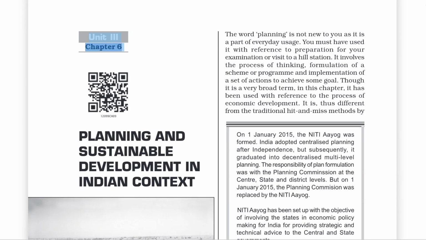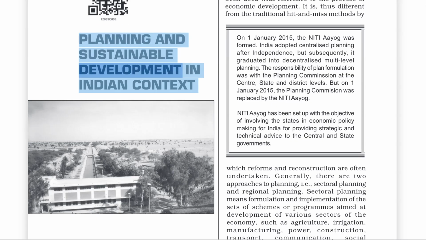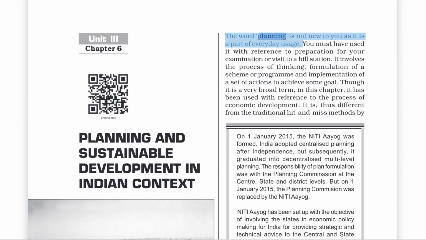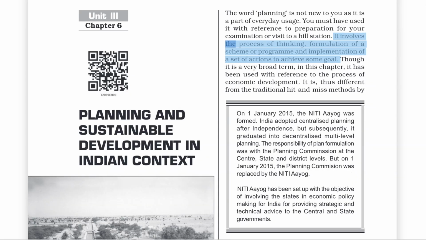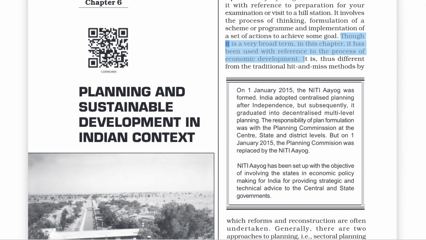Unit 3, Chapter 6. Planning and Sustainable Development in Indian Context. The word planning is not new to you as it is a part of everyday usage. You must have used it with reference to preparation for your examination or visit to a hill station. It involves the process of thinking, formulation of a scheme or program, and implementation of a set of actions to achieve some goal. Though it is a very broad term, in this chapter it has been used with reference to the process of economic development.